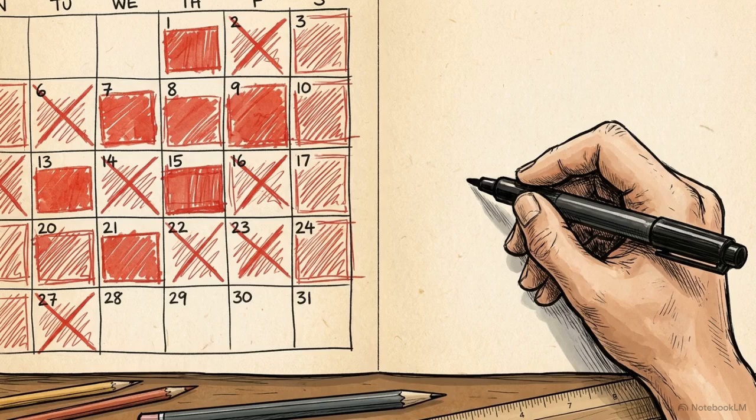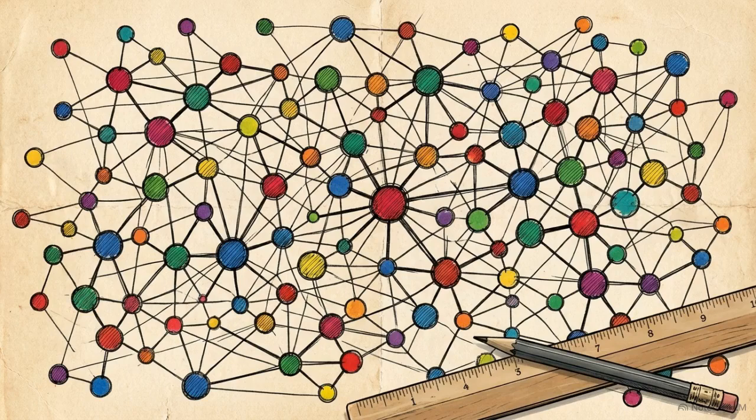To solve this logistical nightmare, computer scientists strip away the chaos of the real world and convert it into a pure mathematical puzzle. We call this a graph coloring problem. Let's start with the mapping.